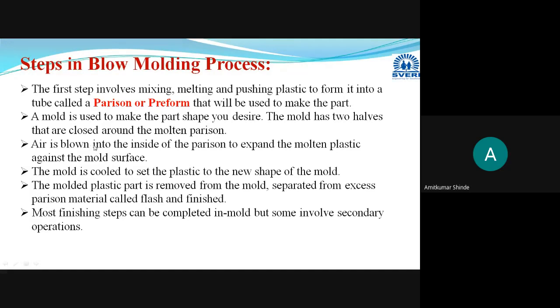Suppose you want to give that parison a plastic bottle shape, then the mold cavity having that plastic bottle shape will be used, and in that mold cavity you have to place that parison. That will be your second stage. Then in the third stage, air is blown inside the parison, as that parison is tubular in nature.